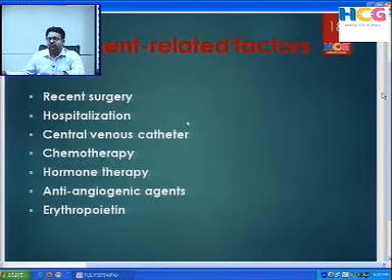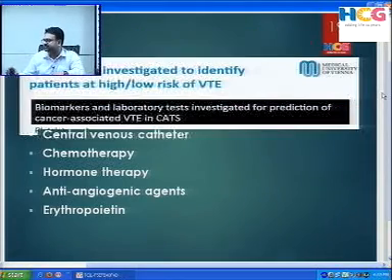There are treatment related factors like recent surgery, hospitalization, central venous catheter insertion, chemotherapy, hormone therapy, anti-angiogenic agents and erythropoietin administration, all of which increase the risk of venous thromboembolism.